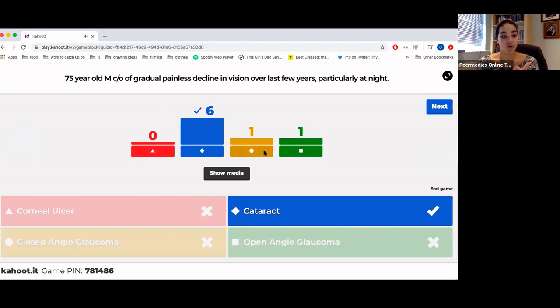So looking at this, corneal ulcer, which I said would be very painful, and not over a few years. It would be days to weeks maximum, and he would definitely complain of some pain with that. Closed angle glaucoma, again, it's that pain, the red eye, should be sudden. And open angle glaucoma does progress over time, but night worsening of your symptoms isn't typical in open angle glaucoma, whereas it is very characteristic of cataracts. The non-specific gradual decline in vision isn't very descriptive, and they'll try and trick you with that, because cataracts are a non-specific blurring of your vision.